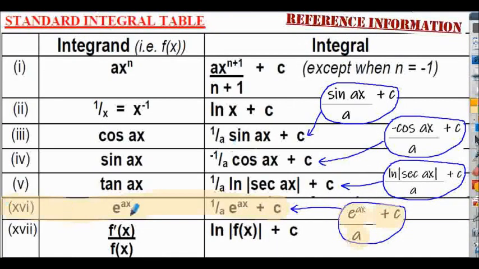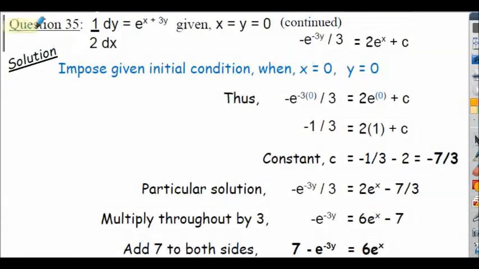Again, we're using the same standard integral on both sides of the equation. And question 35, solution continued. Imposing the initial conditions, we find our particular solution. And again, I'll let you review this slide at your own pace. Here's the final answer.